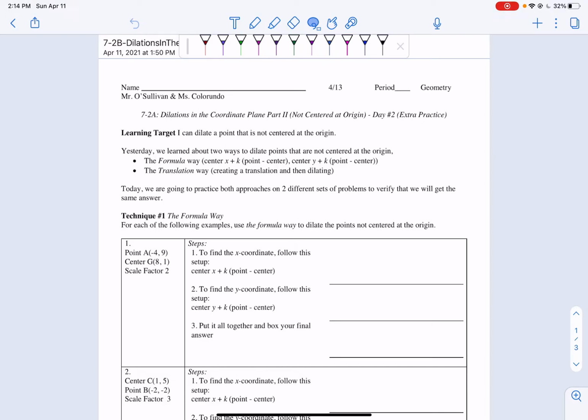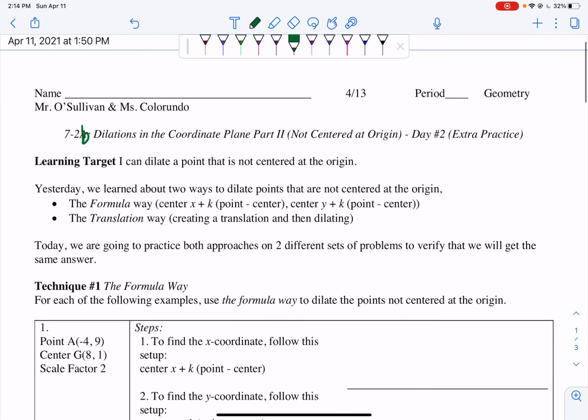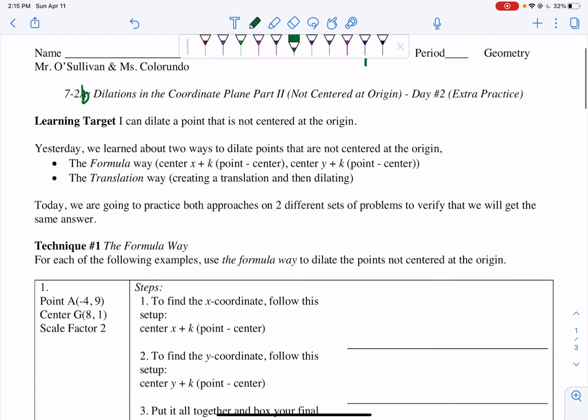Today we're going to be looking at lesson 7-2A, and actually 7-2B. My apologies, this is a typo. And we're also not doing this on April 13th. We're actually doing this on April 14th. Because Tuesday is a work day, Wednesday you're actually doing a lesson. We're actually just doing extra practice with those two techniques we learned on Monday.